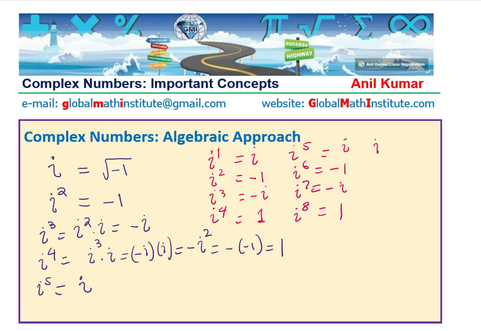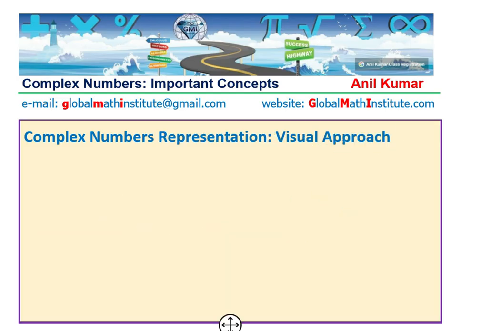And this process repeats. So we see a pattern that all the powers that are a multiple of 4 will give you 1. And if the powers are increased by 4, you get the same value. Correct? Now, this can also be represented graphically, which I'm going to show you now.